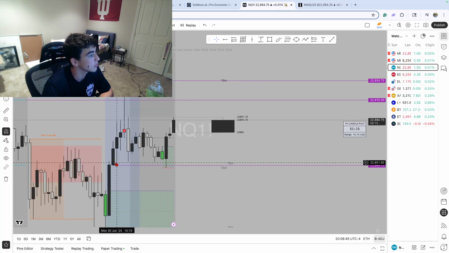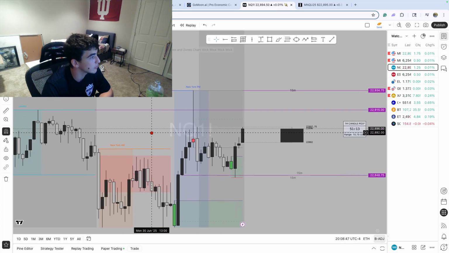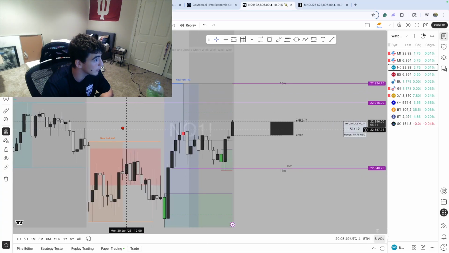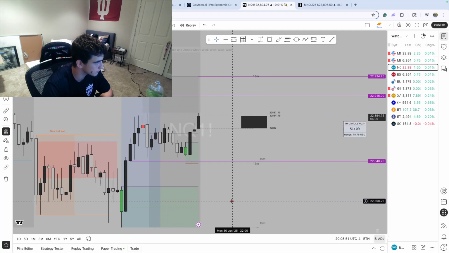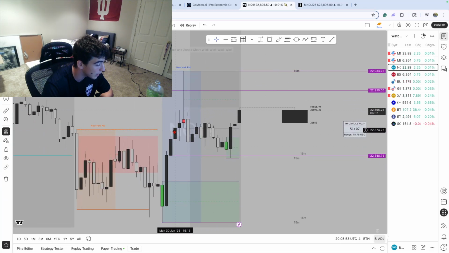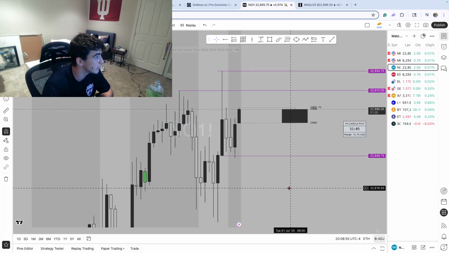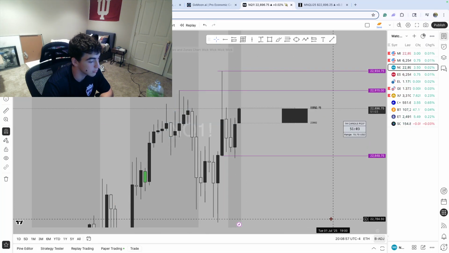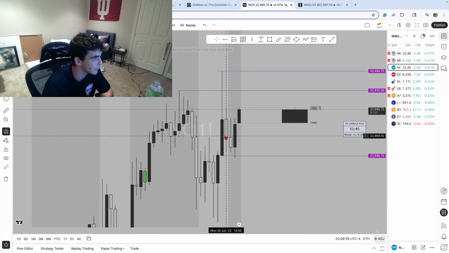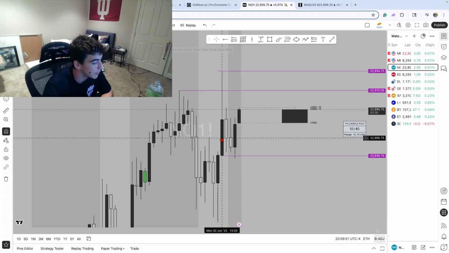And as you can see, again we sweep out this high, and then we continue targeting both the high and the low of this hourly. Does that make sense? Hopefully it makes sense. If it doesn't, we will continue.